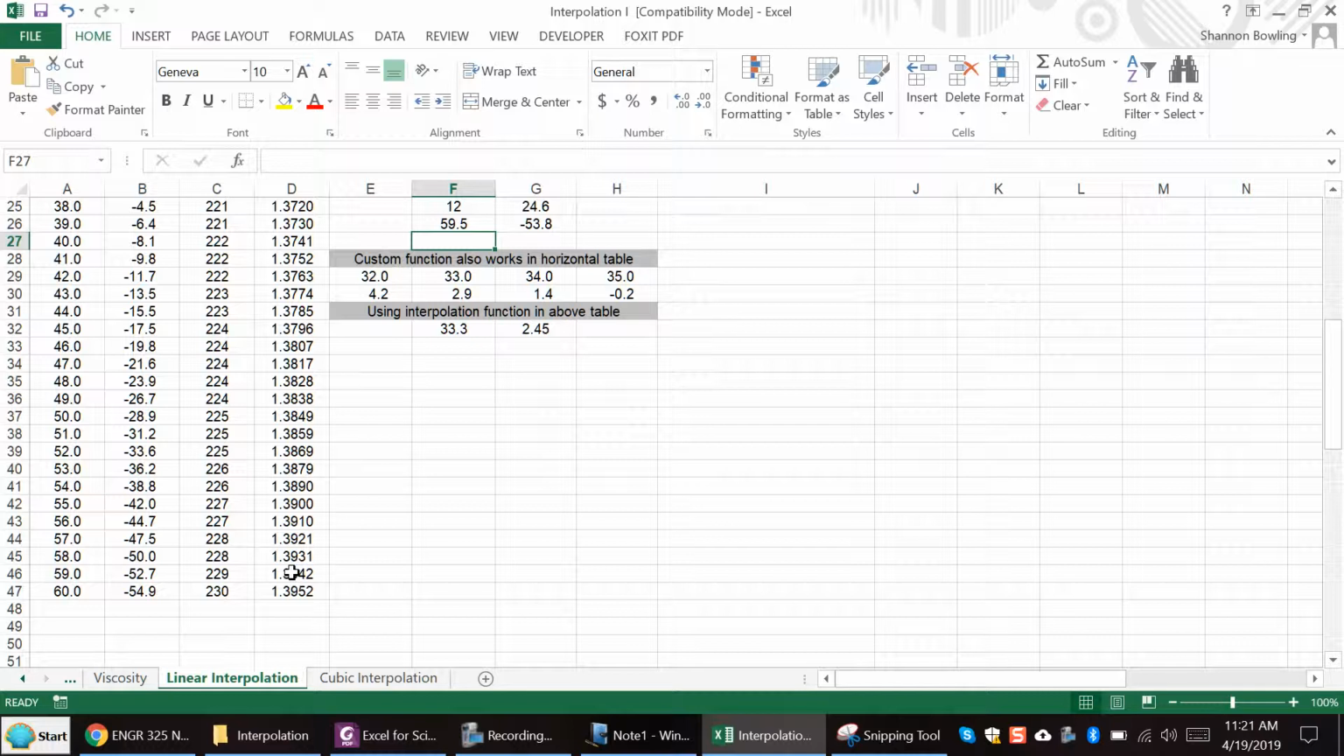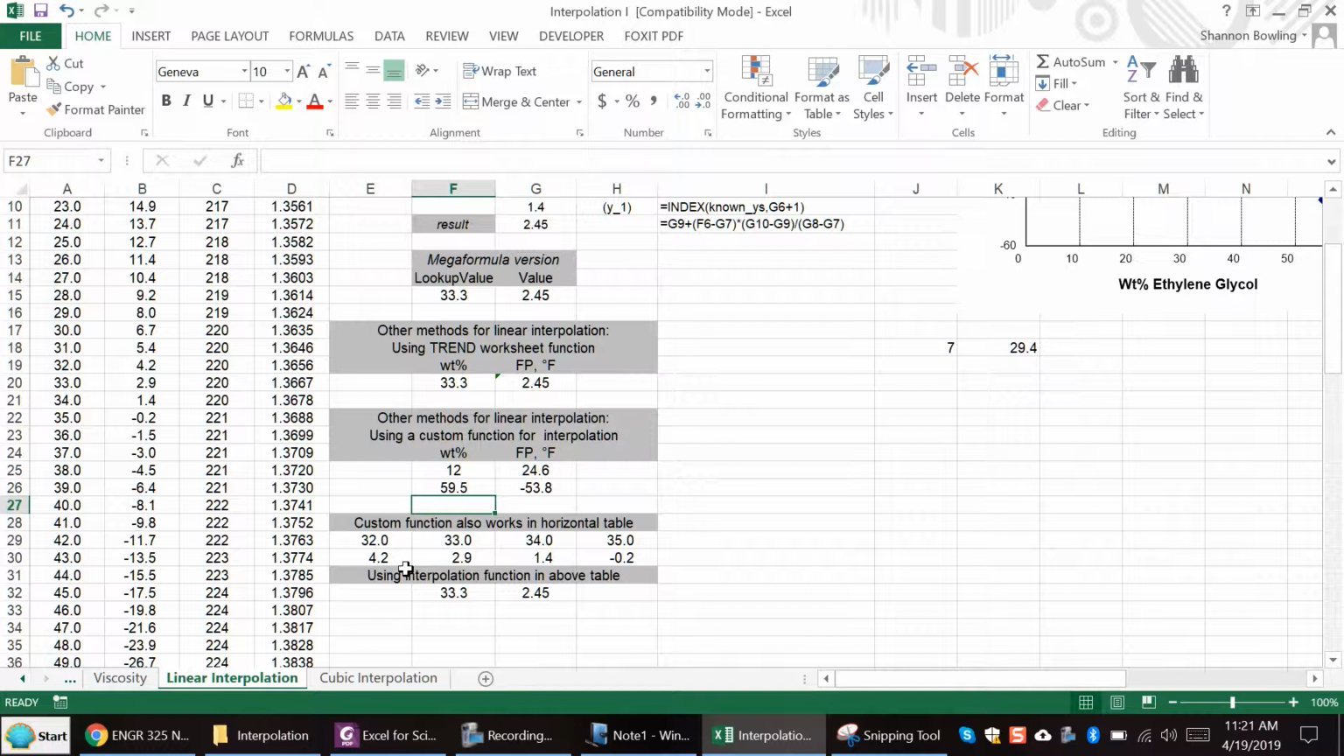Okay, so we're not going to talk specifically about extrapolation, even though we did when we talked about curve fitting, if that makes sense. All right, so this is linear interpolation.